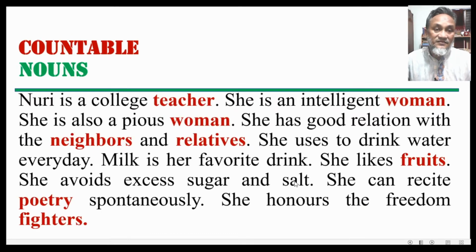And then next column. These are countable nouns. What is a countable noun? The noun that we can express by counting, the noun that we can count, is called a countable word. For example, book, pen, potato, banana, etc. Man, woman. These are countable words. Teacher, countable. Woman, countable. Neighbors, countable. Relatives, countable. Fruits, countable. Poetry, countable. And fighters, countable.